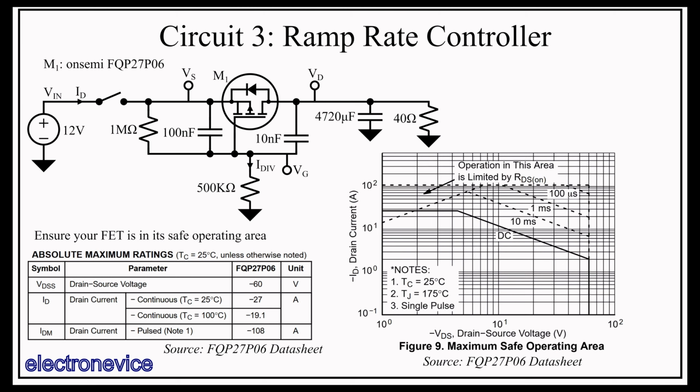Inside this box, we see things like 100 microseconds, 1 millisecond, 10 milliseconds, and DC. The FET will be safe within those regions for up to those durations. For example, if your drain source voltage is at 20 volts, you can have a current pulse as high as 100 amps if the pulse width is less than 100 microseconds, up to around 55 amps if the pulse width is less than a millisecond, 20 amps if the pulse width is less than 10 milliseconds, and up to 6 amps if the pulse width is longer than 10 milliseconds.